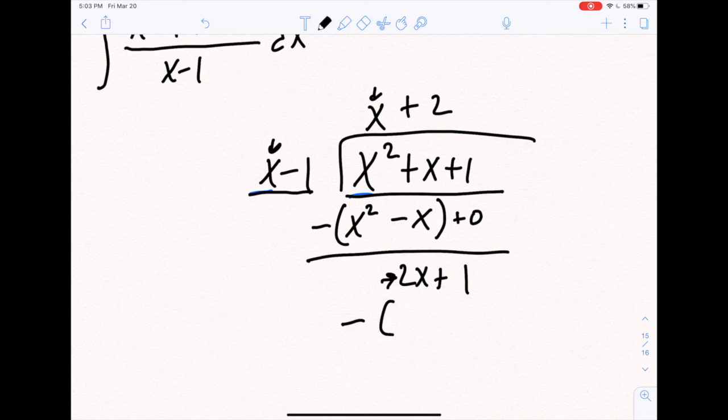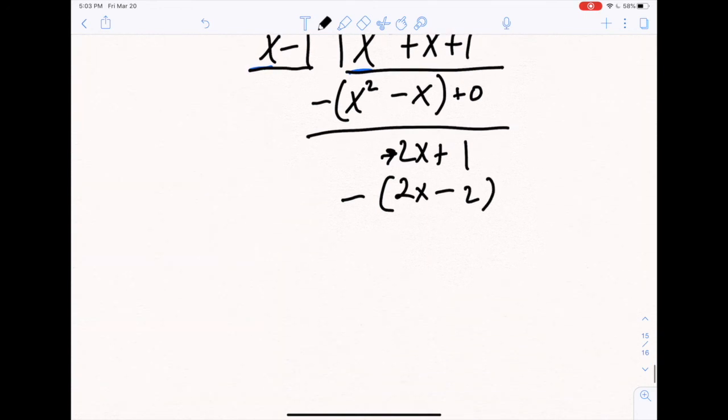So we have 2 times x is 2x. 2 times negative 1 is negative 2. 2x plus 1 minus 2x minus 2. Well, 2x minus 2x is 0. And then 1 minus negative 2, that's going to get us positive 3.